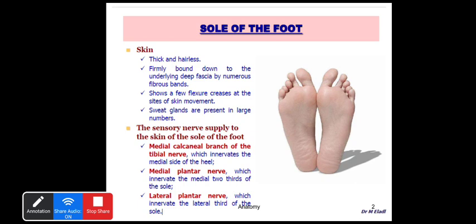So what is the skin over the sole of the foot? It is a thick skin which is hairless, otherwise called glabrous, and firmly bonded down to the underlying deep fascia by numerous fibrous bands. It shows a few flexures, creases at the sites of skin movements, and the sweat glands, of course, are more in the thick skin. Hope you know the difference between thick skin and thin skin.